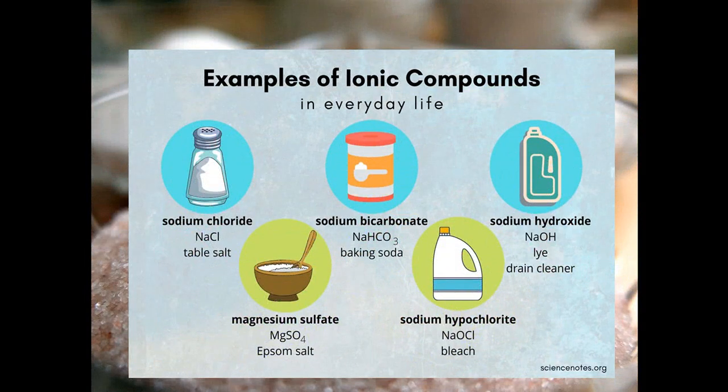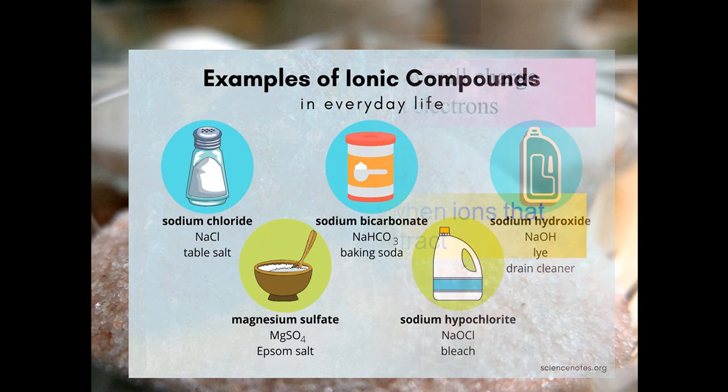Many crystals, including gemstones, have brilliant colors. These colors are due to the presence of transition metals in crystal states. These are the examples of ionic compounds: sodium chloride, sodium bicarbonate, sodium hydroxide, magnesium sulfate, sodium hypochlorite.